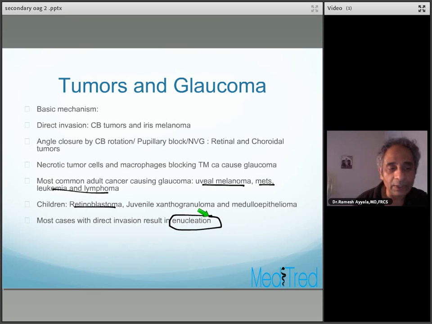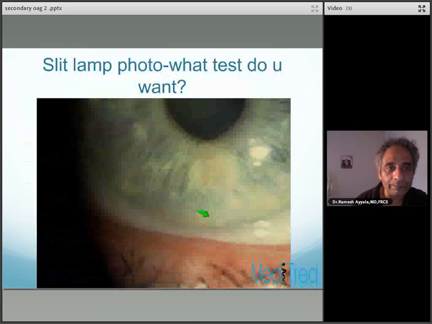The better treatment modalities that are coming up, and I would encourage readers to look up Dr. Jerry Shields and Carol Shields' literature to update yourself on this aspect of glaucoma.